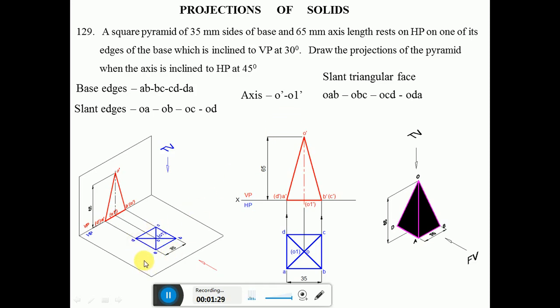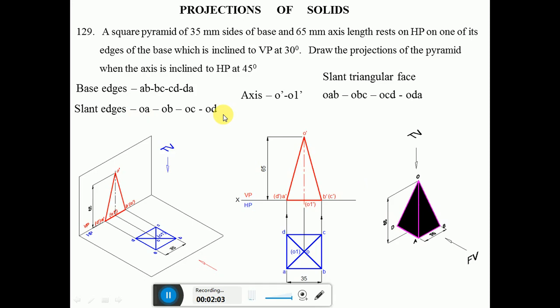And similarly, since it is a square of 35 mm sides, we have drawn a square of 35 mm sides. Since it is a pyramid, the pyramid will always have an apex point. Which is the apex point? The apex point is this O. So all the edges or all the corners are joined to the apex point. That means O to A, O to B, O to C and O to D are the edges which are called slant edges.